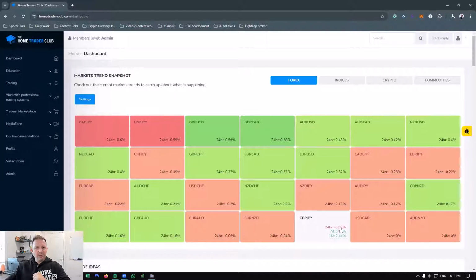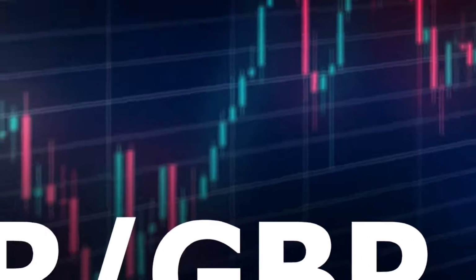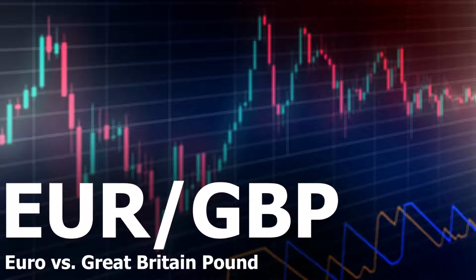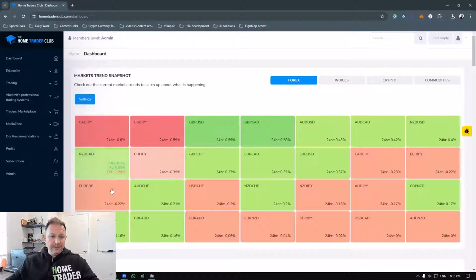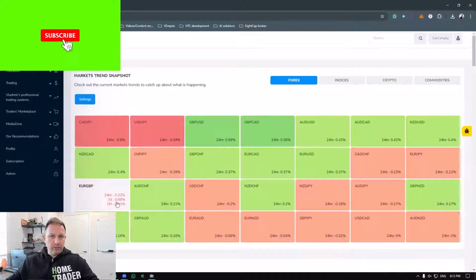I love these opportunities. The final one for today is the euro pound. Before we go to the charts, take a look at the numbers here. They are all in a clear negative zone, shrinking a little bit on the last 24 hours, but still in a negative zone.